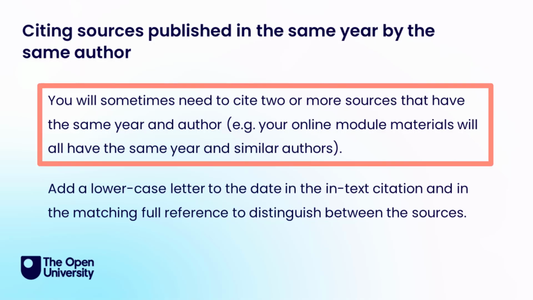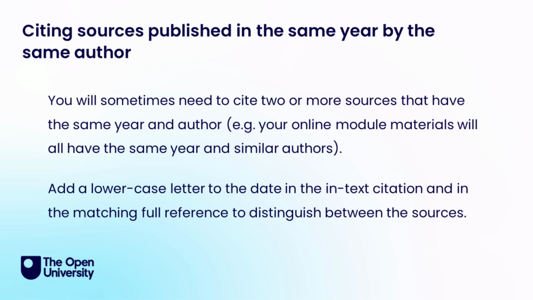You'll sometimes need to cite two or more sources that have the same year and author. For example, your online module materials will all have the same year and similar authors. This will mean that your in-text citations will also be really similar, or even identical, so your reader won't know which in-text citation matches up with which full reference.